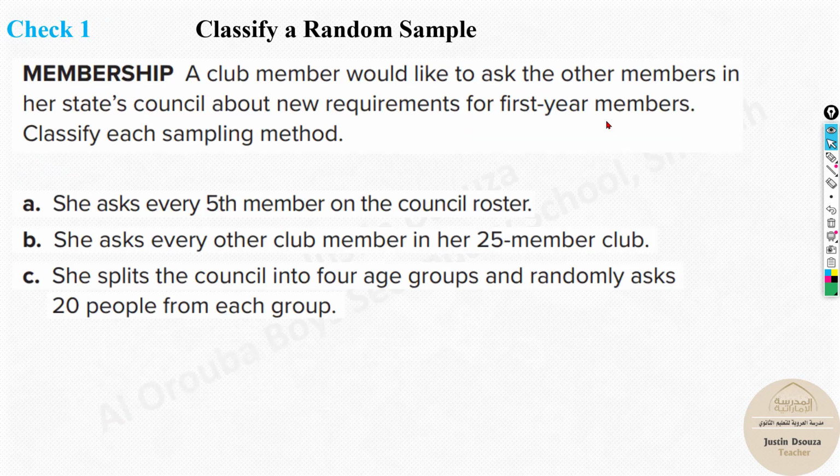Now, here there are three questions. Let's see. A club member would like to ask the members in a state's council about new requirements for the first year members. Classify each sampling method.